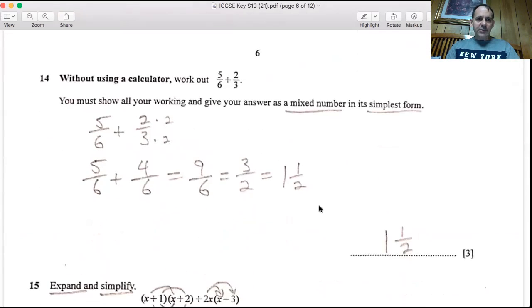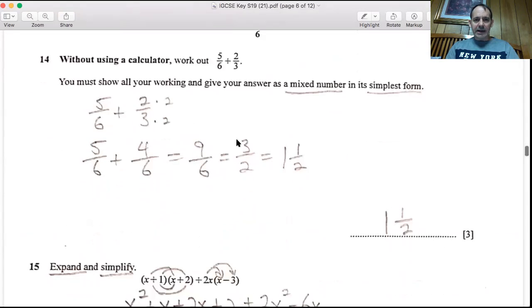Number 14, without using a calculator, work out 5/6 plus 2/3. So here I wrote it down here. Whenever you're adding or subtracting fractions, you want a common denominator. So we want 6, multiply top and bottom by 2, gives us 4/6. Then we can add, gives us 9/6.